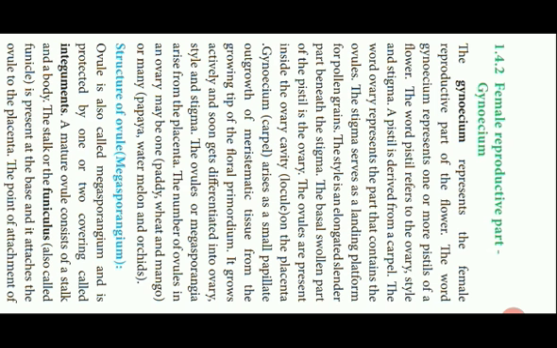The gynoecium arises from a small papillae-like outgrowth of meristematic tissue from the growing tip of the floral primordium. As soon as it grows actively, it differentiates into ovary, style and stigma. The ovules are otherwise called megasporangia. Usually the megasporangia arise from the placenta.